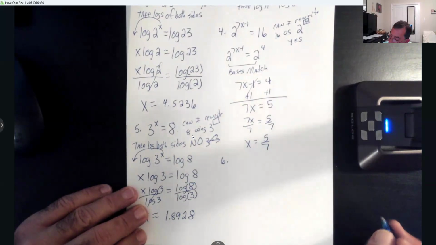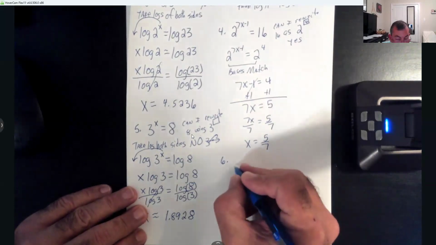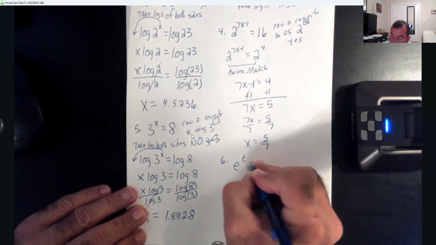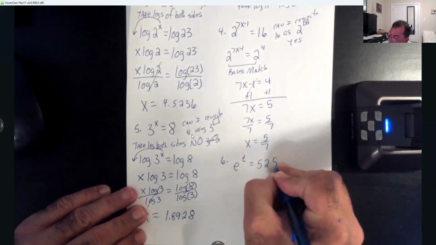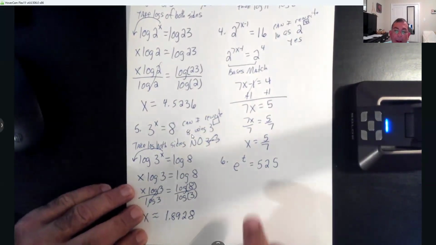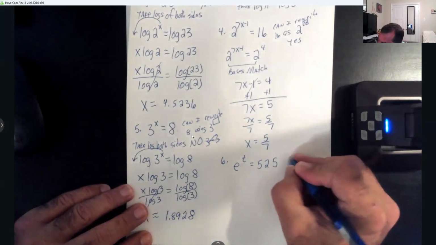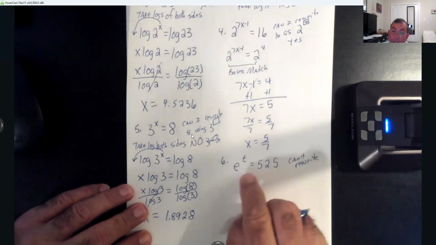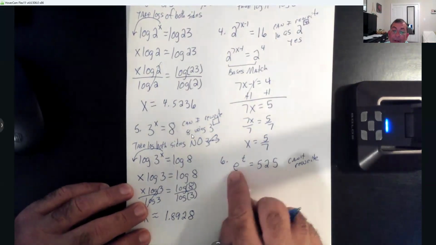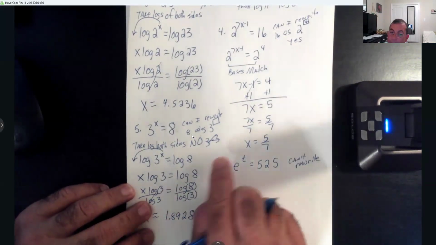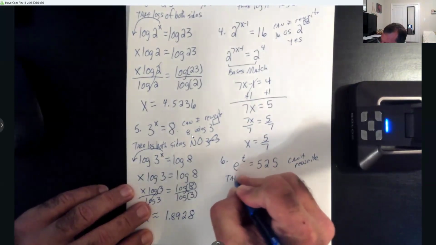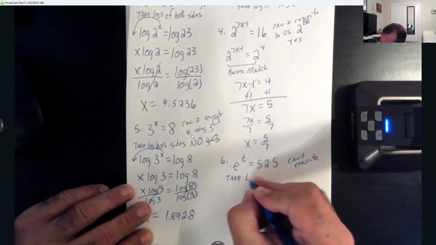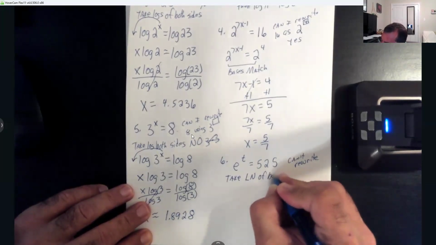All right, y'all, let me see. This one has e to the t equals 525. All right, well, I can't rewrite this one using the base e. So if you got an e, you can't rewrite it. But on this one, I'm going to be picky. Instead of taking the logs, anytime you got an e here, you want to take the ln of both sides.